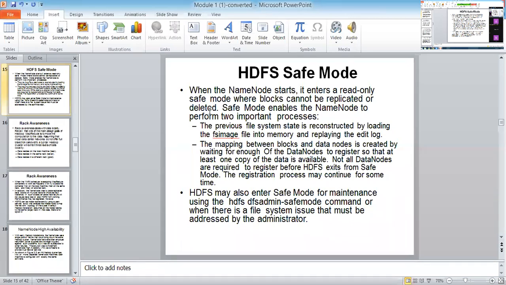Where blocks cannot be replicated or deleted. That is called safe mode, where the blocks cannot be replicated or deleted. Safe mode enables the name node to perform two processes. People already know which are the two processes. One is the building of an FS image by using edit logs, that is what the edit operation takes place on the name node, and it is going to help you with the mapping between the blocks and the data nodes, waiting for the data nodes.